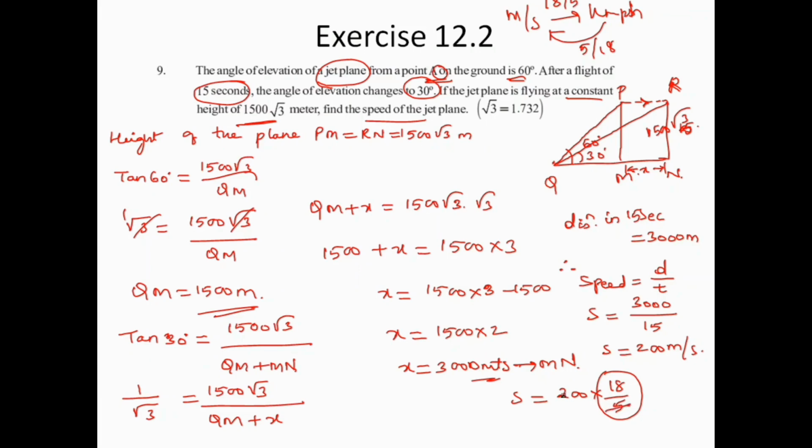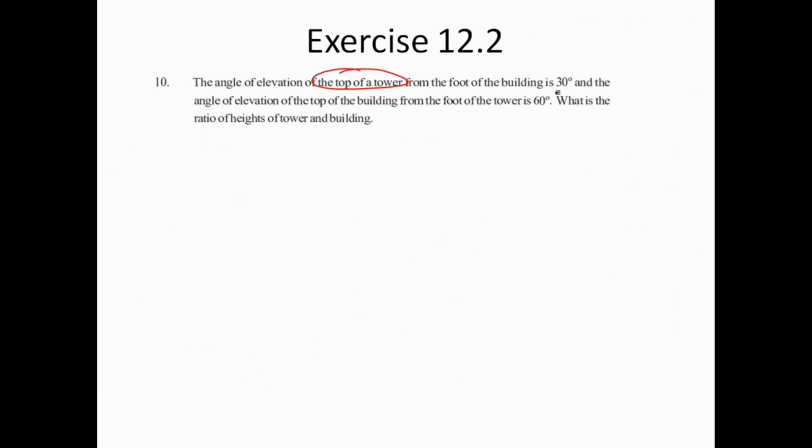So when I look at this one here, right, the angle of elevation of the top of the building from the foot of the tower is 30 degrees and the angle of elevation of the top of the tower from the foot of the building is 60. Okay, let us see this one here clearly. What is the ratio of the heights? He's asking the ratio of the heights.